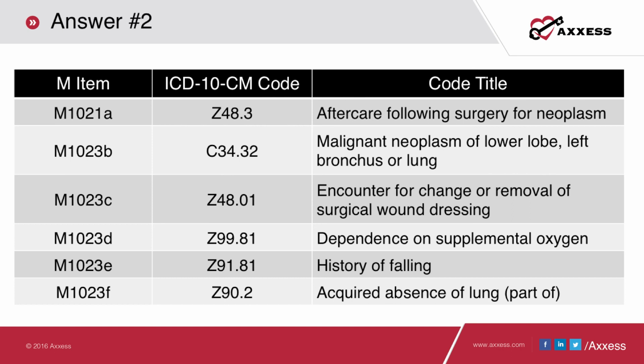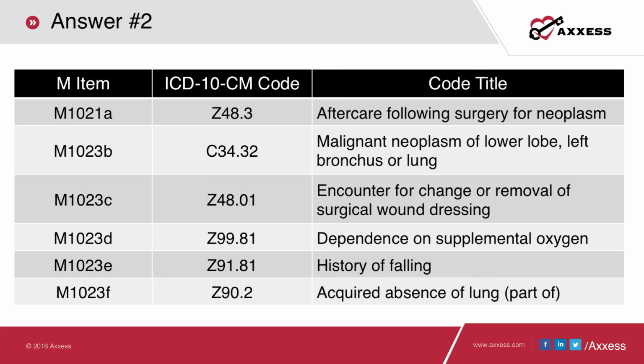You then have 4 status codes to show what else you're doing for the patient. One is Z48.01, encounter for change or removal of surgical wound dressing. Remember, in this case, this is not a complication code, it's aftercare, and therefore we do code the dressing changes. You also have a Z99.81, dependence on supplemental oxygen.